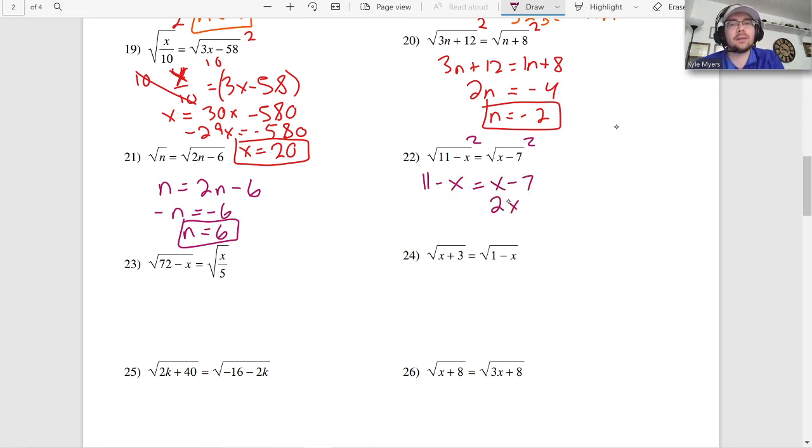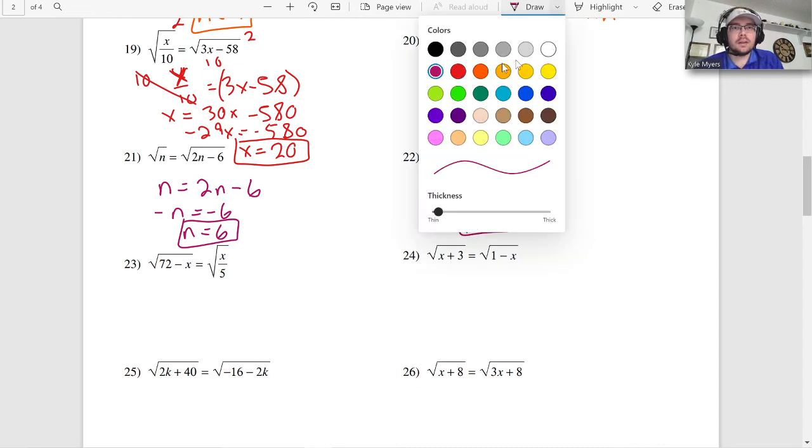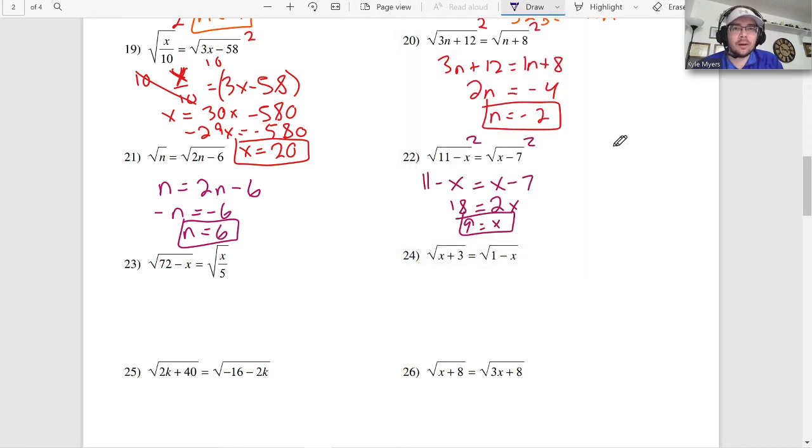If I add x to both sides, I get 2x over here. If I add 7 to both sides, I get 18 over here. So then x is 9. All right. So then, well, the next color would be white, but that's not going to show up. So let's start going the other way. I think I started with blue, so we're going to go to indigo now and then go in the opposite direction. So square both sides.